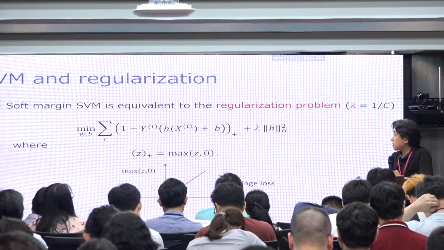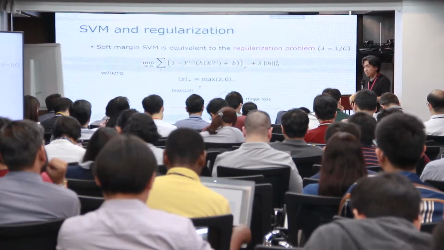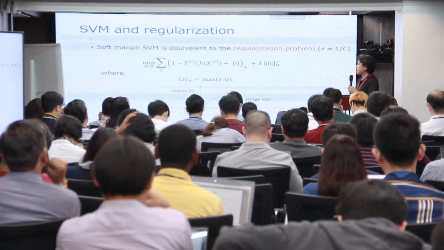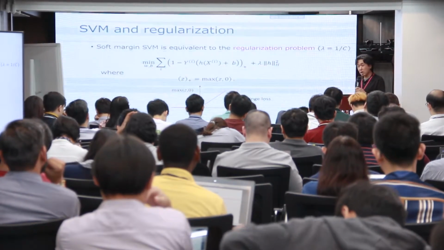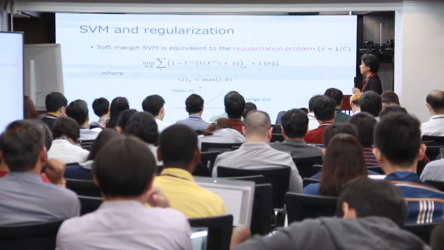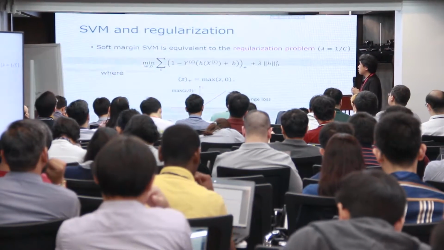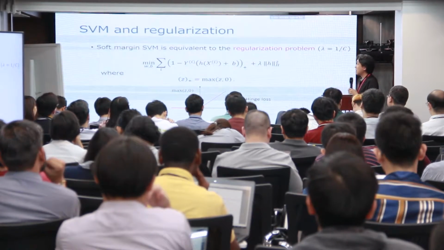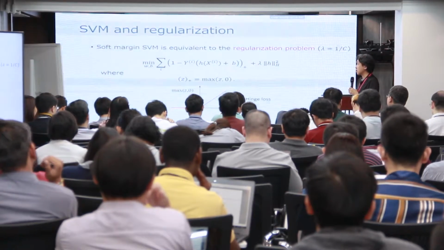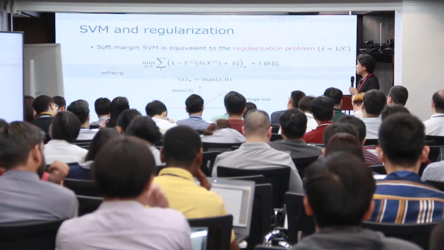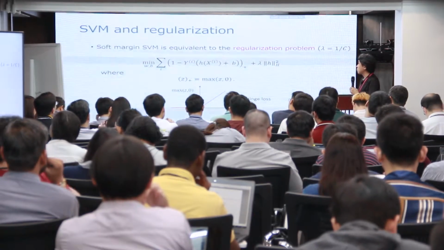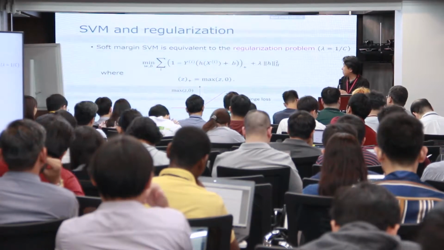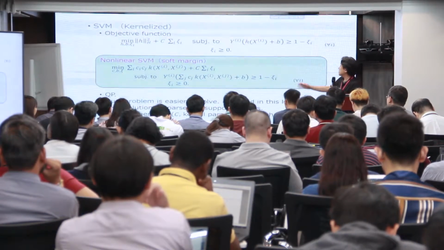Okay, I explained the support vector machine starting from the large margin criterion. However, there is another interpretation of the support vector machine. I will quickly introduce it. The support vector machine, especially the soft margin support vector machine, is known to be equivalent to some regularization problem. Our objective function is given in this way.